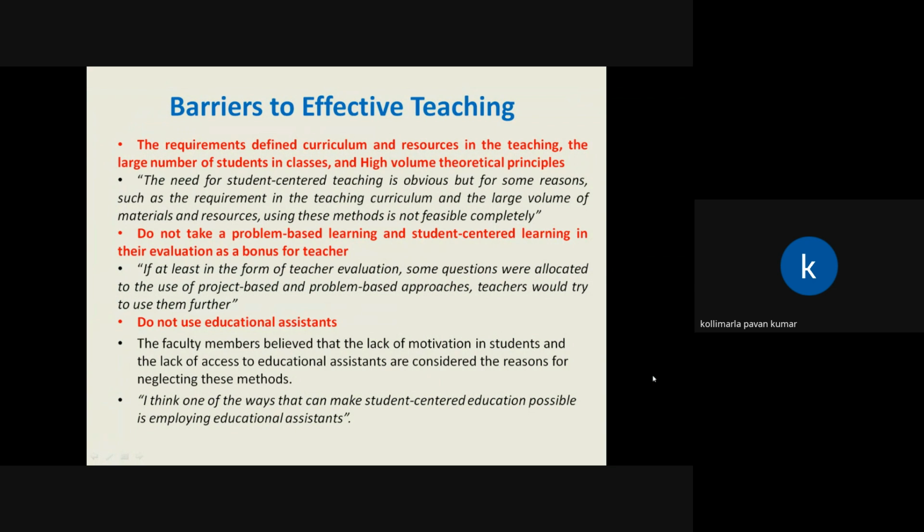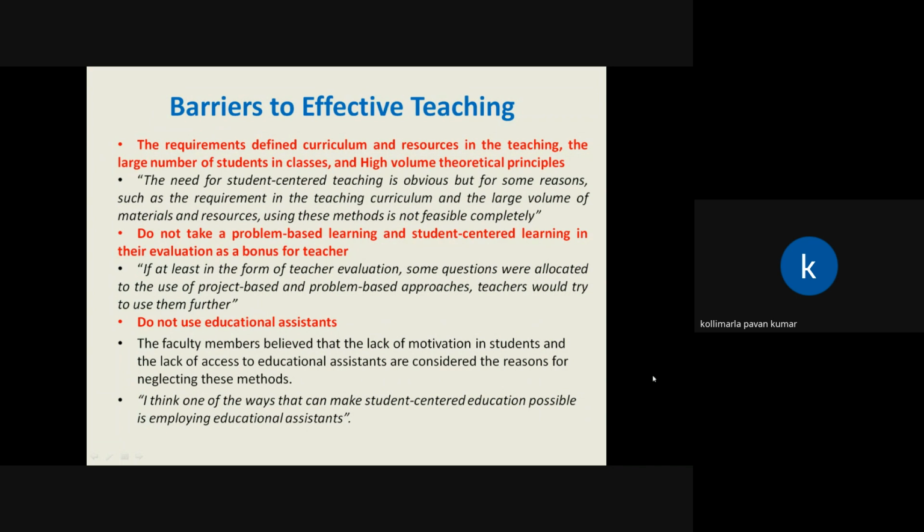So the need for student-centered teaching is obvious, but for some reason the requirement in the teaching curriculum should be thoroughly changed. And by implementing these effective teaching methods, the problem that arises is the resources. We have to develop these effective teaching methods based upon the resources available in the institutions. So this becomes very restrictive, and these are not completely feasible.